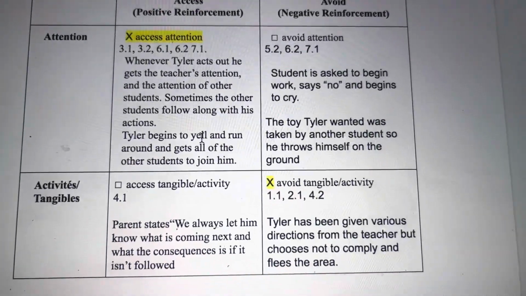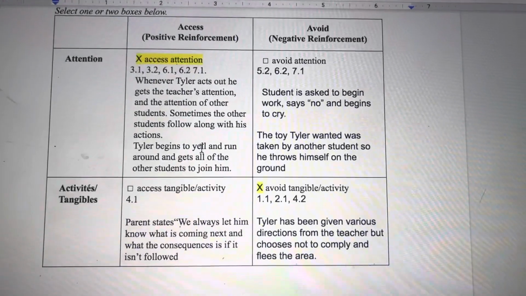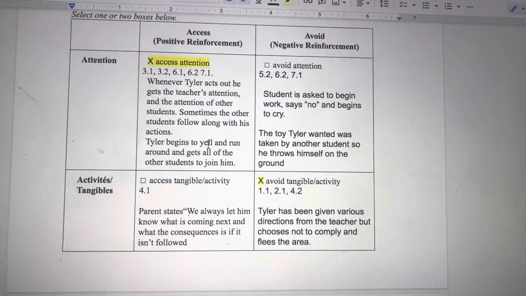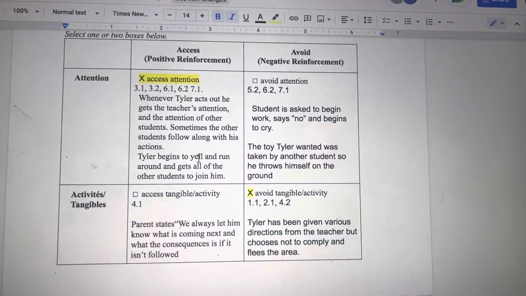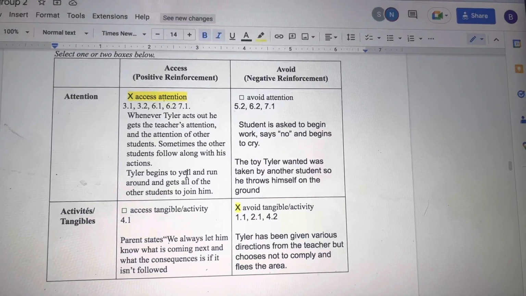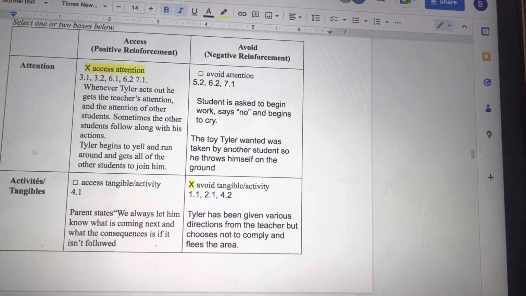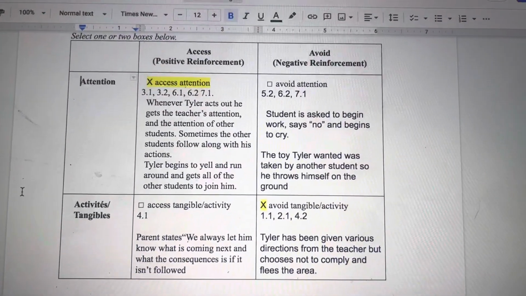We observed in the detention area, as you can see, it is to access attention. So we observed Tyler acting out to get the teacher's attention and the attention of other students. Sometimes the other students follow along with his actions. Another observation was Tyler begins to yell and run around and gets all of the other students to join him.